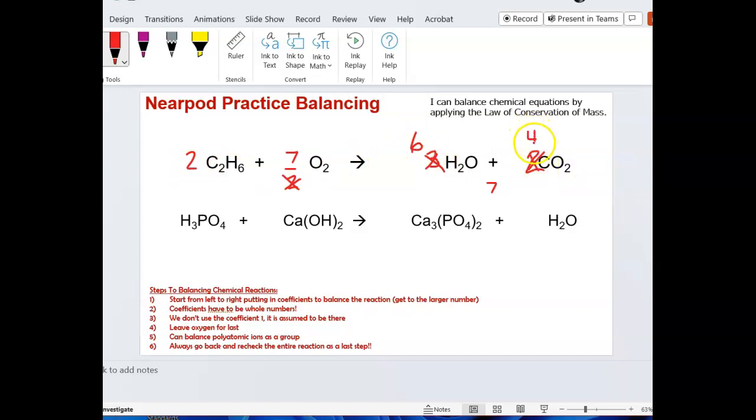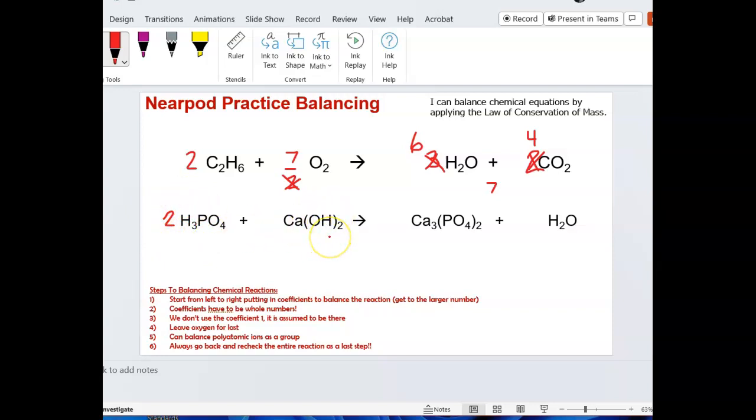So now that's balanced. In the one down below, I am going to balance phosphate as a polyatomic ion. So I have 1 phosphate over here and 2 on the right, so I'm going to put a 2 in front. Now I'm going to go to hydrogen next.